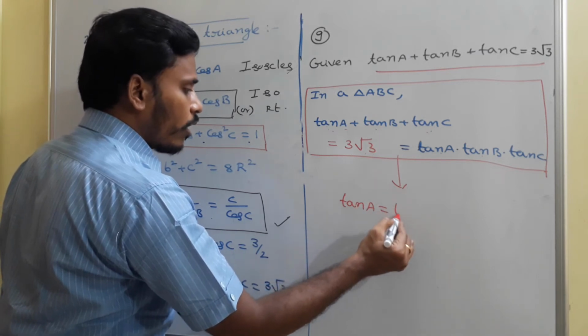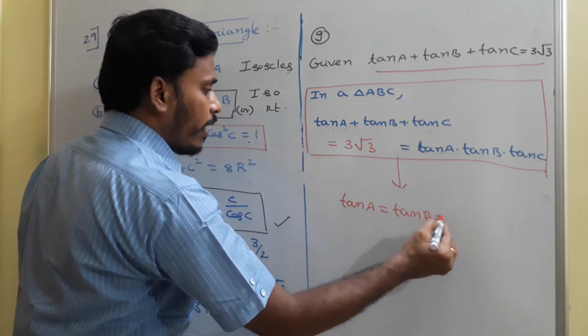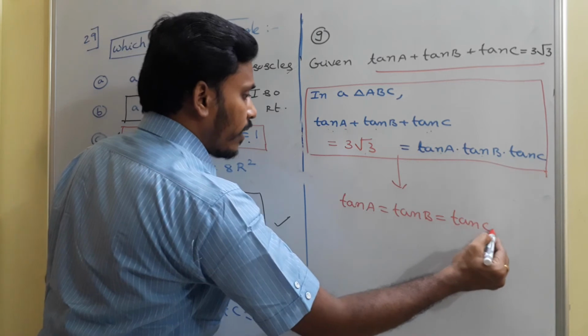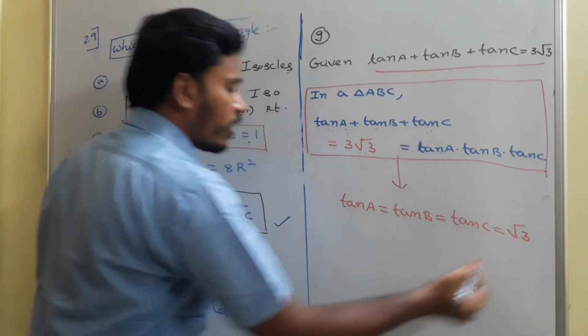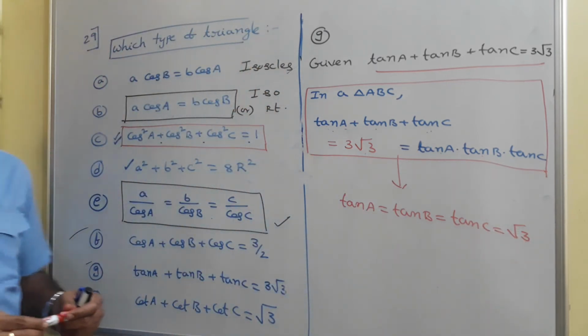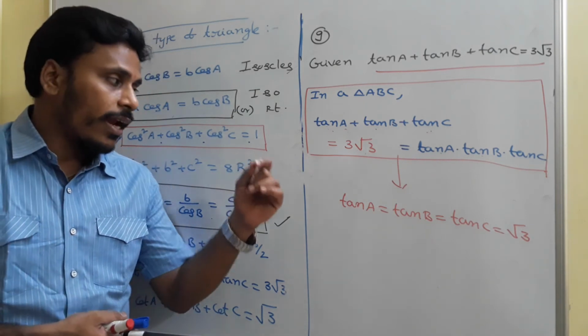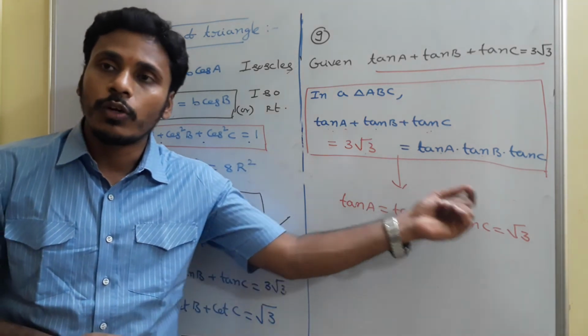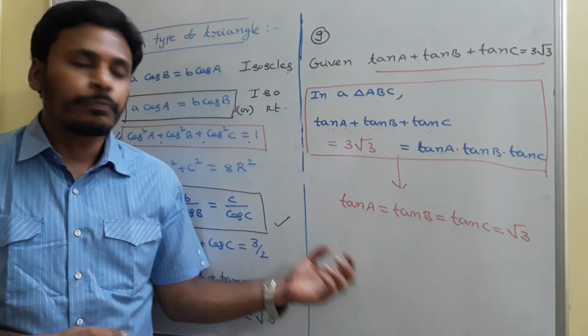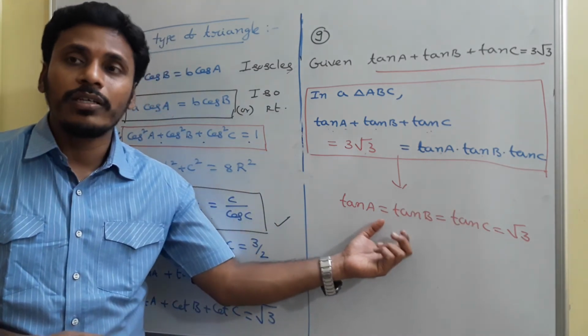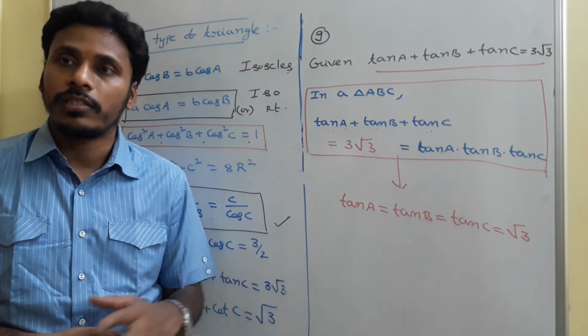So this implies tan A equals tan B equals tan C equals root 3. Just once again think about it. The sum of the three numbers as well as the product of the three numbers is 3 root 3. Then it is very clear that those three numbers are equal to root 3. We will check it by using the arithmetic mean and geometric mean concept also.